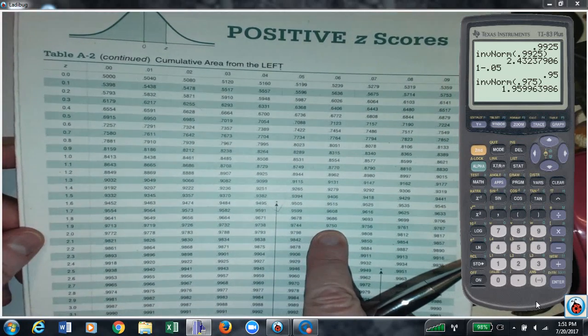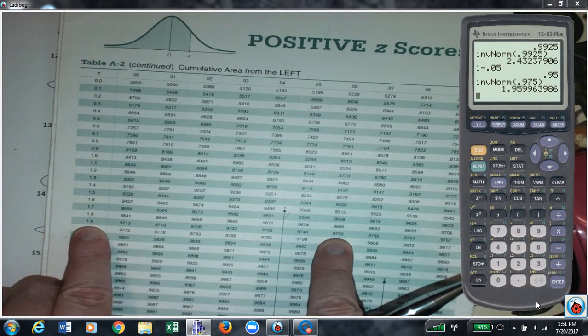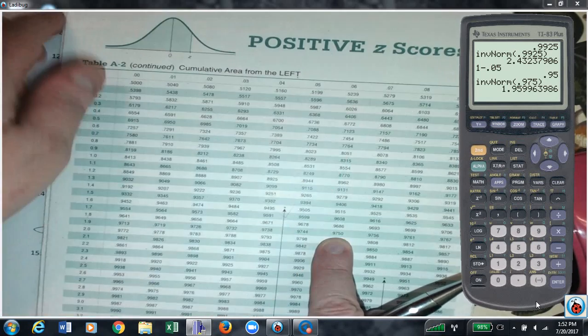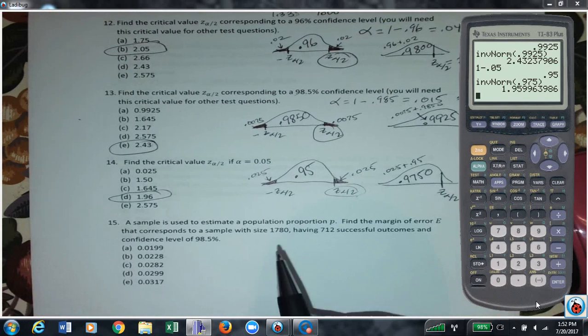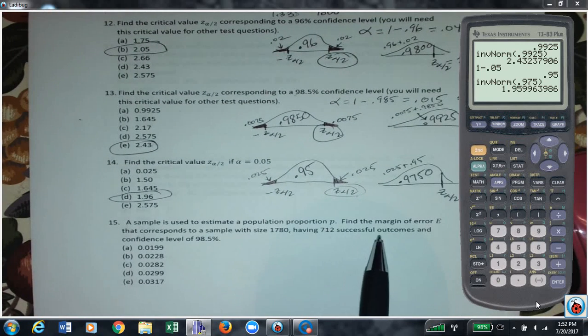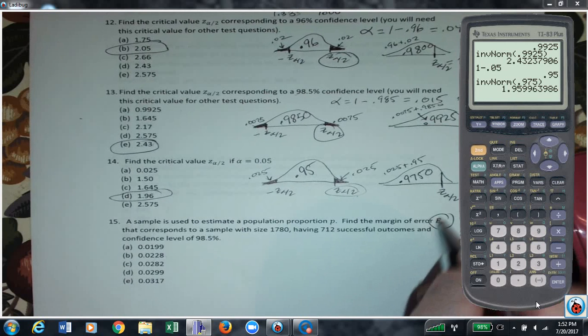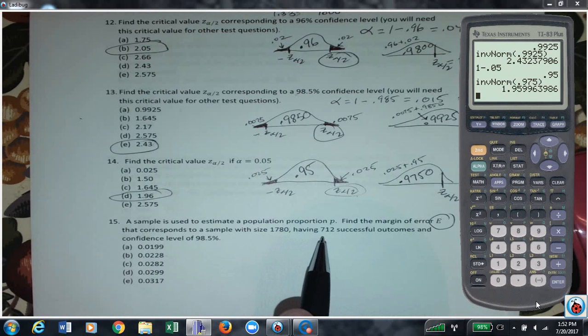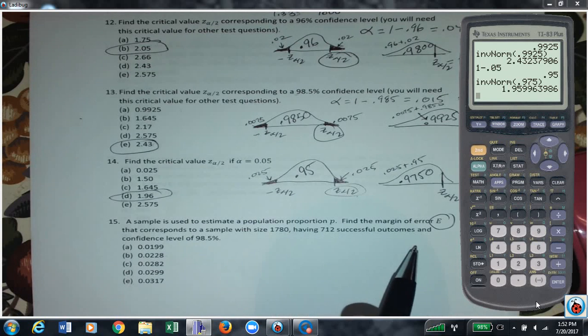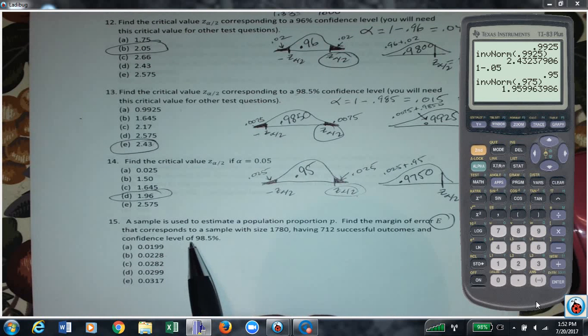There it is, exactly. And that gives me 1.96. All right, a sample is used to estimate a population proportion P. Find the margin of error. That corresponds to a sample with size 1780, having 712 successful outcomes, and this confidence level of 98.5%.